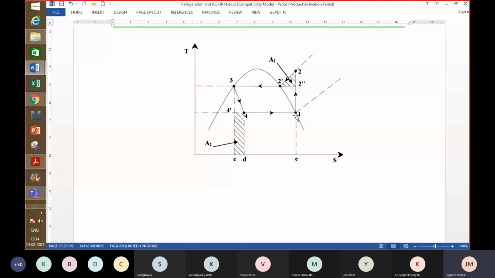Okay. So you can read the table. Now, at what pressure or temperature, because it is at saturated state, you need only one of them. You don't need temperature as well as pressure.